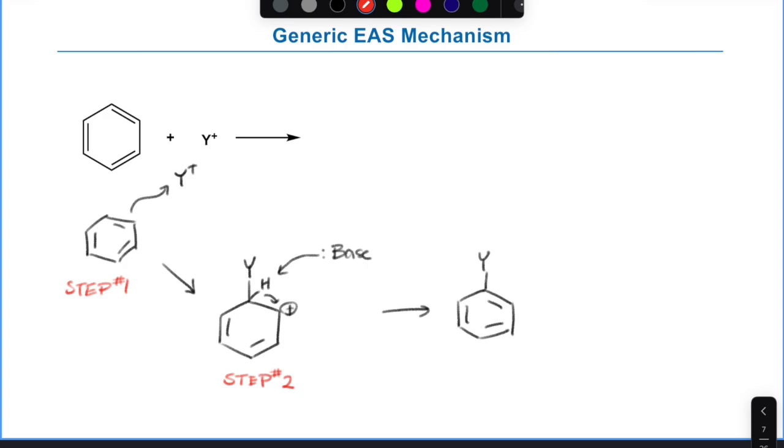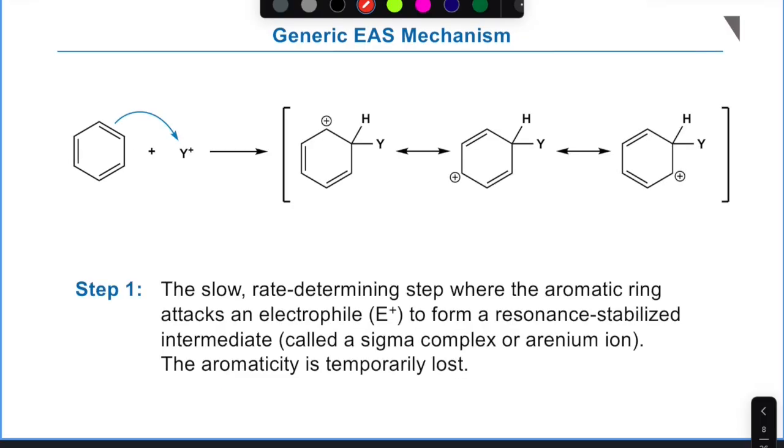So between these two steps, step 1 and step 2, which do we think is the slow step of the reaction? Step 1. Step 1 is a slow step. Why? Yeah, it's breaking aromaticity. And then step 2 is fast. Why? Acid base, yeah, and it's reforming aromaticity. So this is super favorable. All right, so yeah, step 1, slow step.